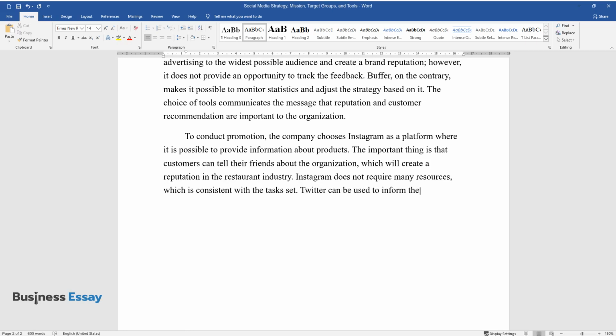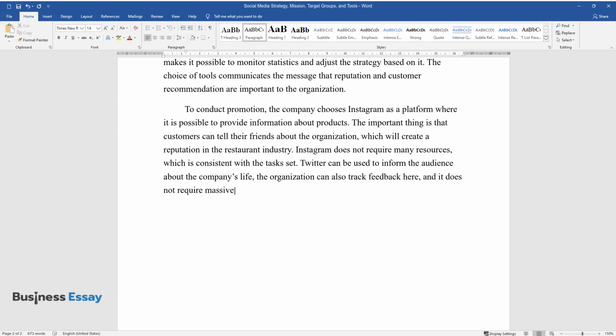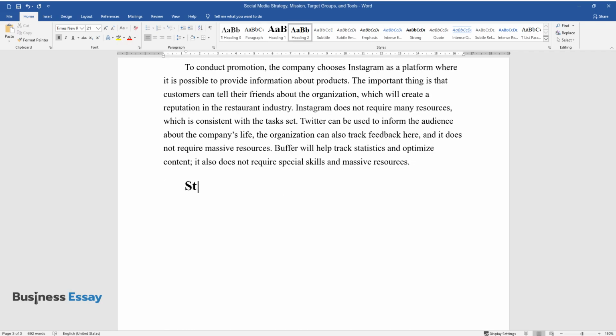Twitter can be used to inform the audience about the company's life. The organization can also track feedback here, and it does not require massive resources. Buffer will help track statistics and optimize content. It also does not require special skills and massive resources.